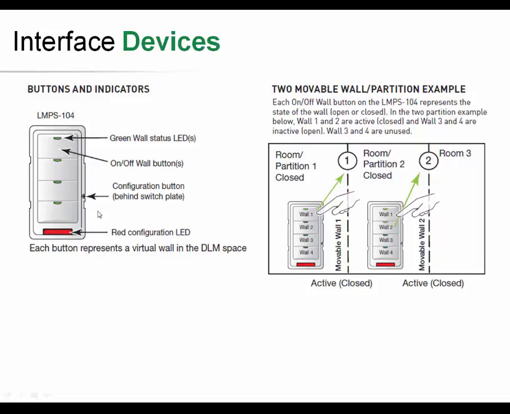Now, one thing that we want to make sure that we understand with this switch is that each one of these buttons needs to be enabled in order for us to activate the rooms. So if we have a room with 2 partitions, when we first set this up, we push and hold wall 1 down for 10 seconds until the green LED comes on. You then push and hold the second button down for 10 seconds. That is going to enable these 2 buttons to allow the wall to be activated.